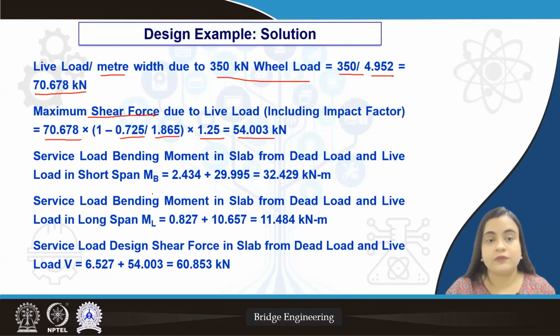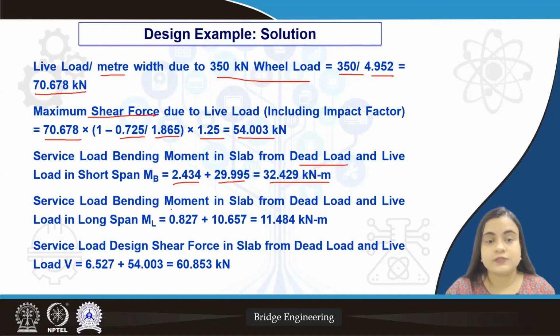Now, service level bending moment in the slab arising from dead load and live load in the short span direction MB will be equal to simple summation of dead load moment plus live load moment in the short span direction, that is equal to 32.429 kilonewton meter.